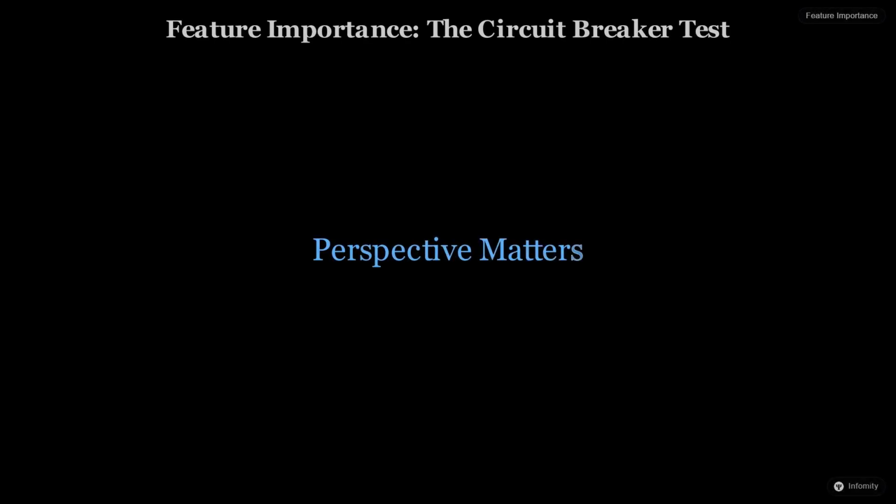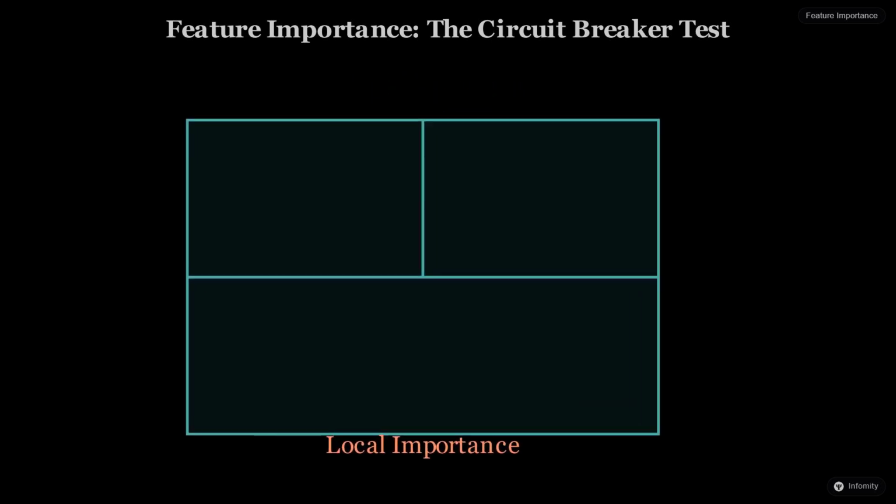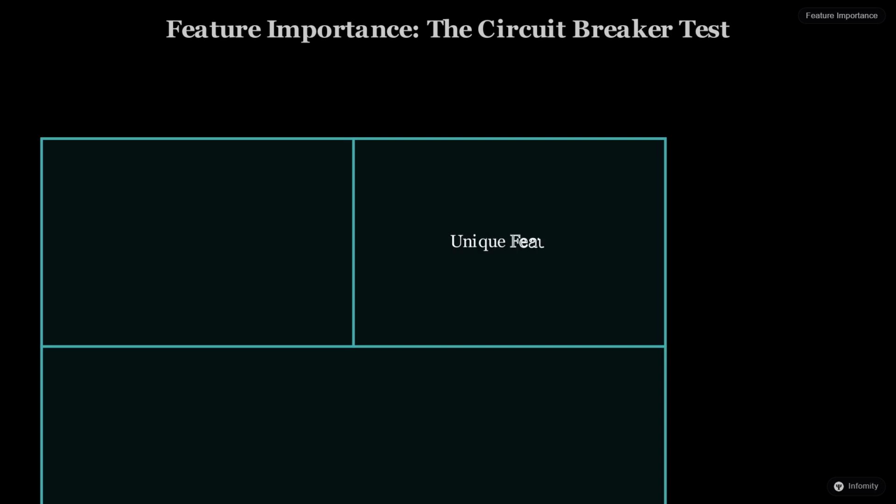Importance can change depending on our perspective. Global importance looks at the whole building to see which switch affects the most lights overall. But local importance looks at a single room, where a specific feature might be the most important circuit.